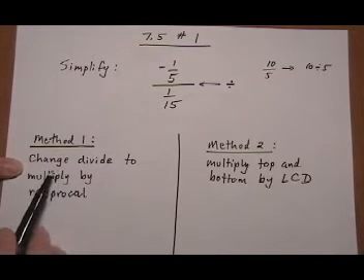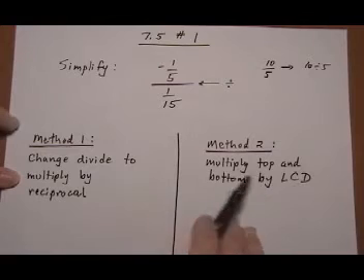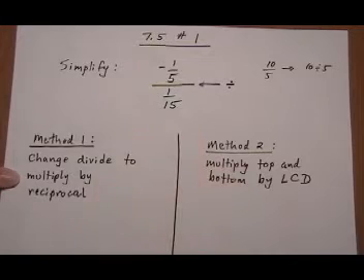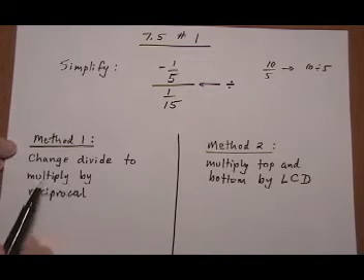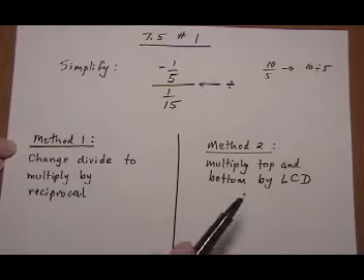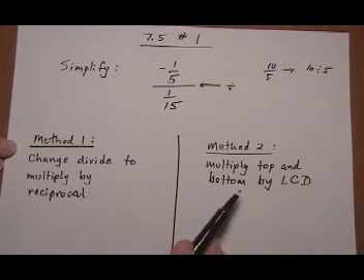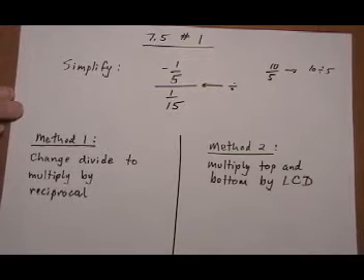For the first method, we change the division into multiply by the reciprocal. And for the second method, we're going to use a completely different way of doing it. We're going to multiply the top and bottom fractions by the LCD of the two fractions. For the rest of the video clips, I'm only going to use method 1 because I've found that's the preferred method for most students. But anytime you prefer method 2 or would like to see method 2 for one of the problems I do, just shoot me an email and let me know, and I can do it out with method 2 also.